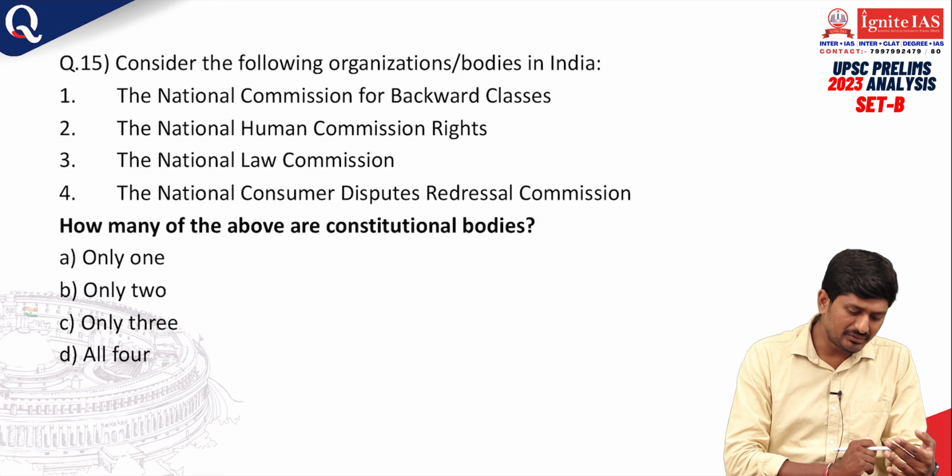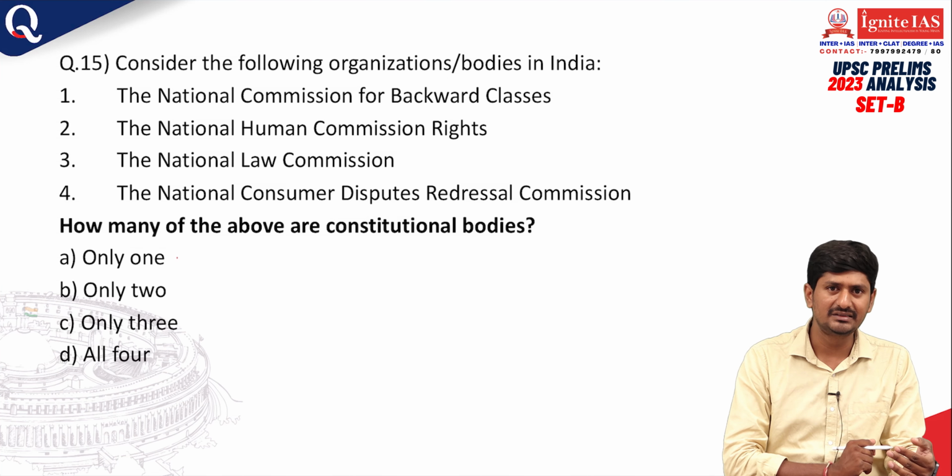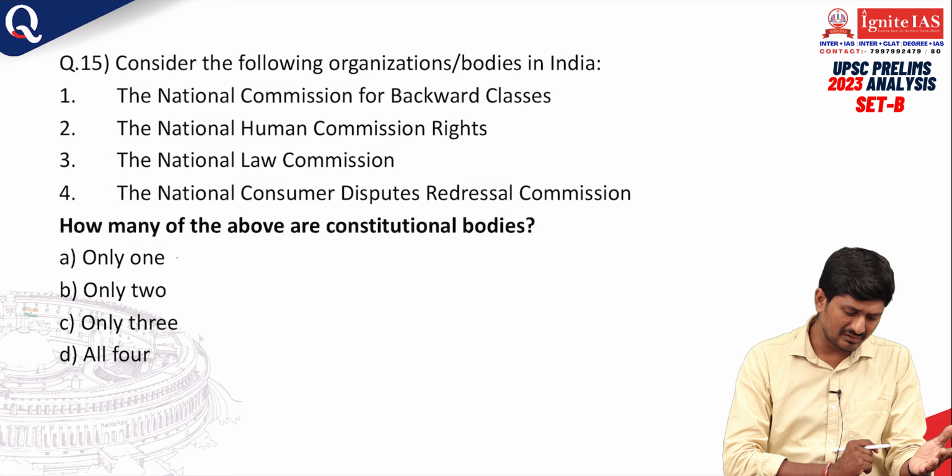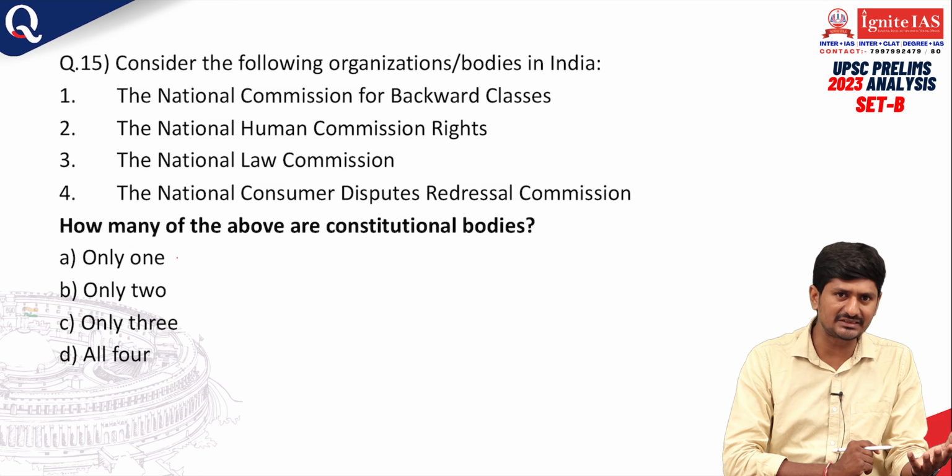Next, coming to the 15th question, consider the following organizations or bodies in India. See, it is a very simple question, very easy question. There are 4 options that have been given. One is National Commission for Backward Classes, National Human Rights Commission, National Law Commission, National Consumer Disputes Redressal Commission.